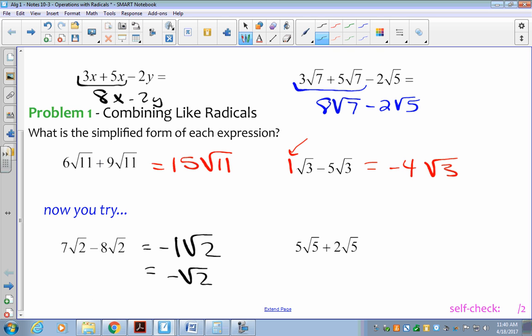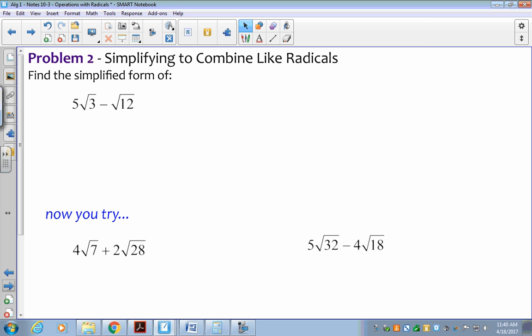All right, Miss Layla. 5 root 5s plus 2 root 5s is how many root 5s? 7 root 5. It is 7 root 5s. Not too hard, not too bad.